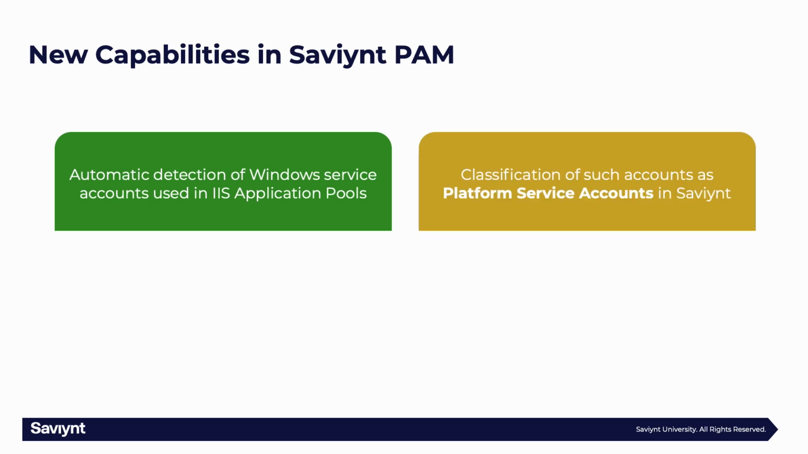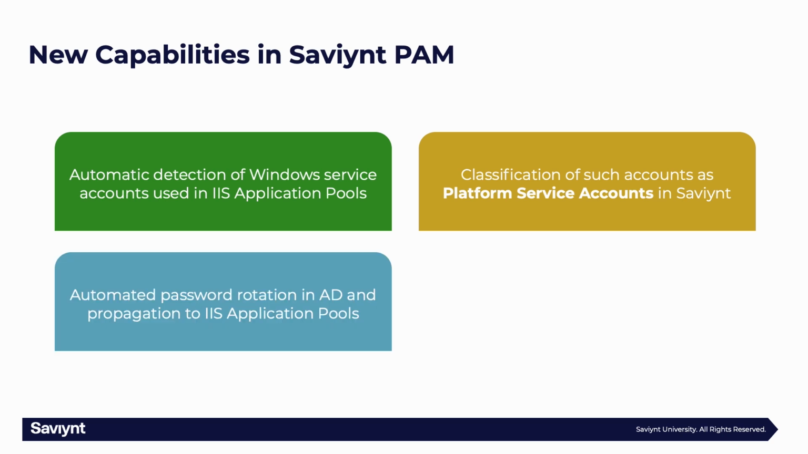Once detected, these IIS-linked service accounts are automatically classified as platform service accounts within Saviynt. This categorization enables PAM to apply the appropriate rotation, governance, and synchronization policies to manage them consistently across all Windows services. Saviynt automatically rotates passwords for expired IIS App Pool AD accounts in Active Directory and propagates the changed passwords to respective dependent services, including IIS App Pools, Windows Services, Task Scheduler, and COM+ objects on Windows servers.